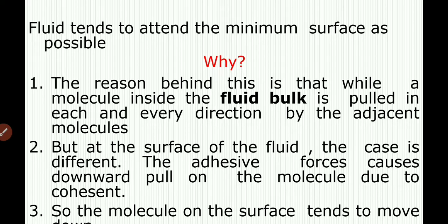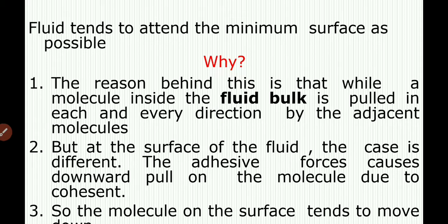Fluid tends to attain the minimum surface possible, as you all know. Why does it tend to the minimum surface? It is just because a molecule inside the fluid bulk is pulled by the adjacent molecules in every direction. But at the surface of the fluid, the case is different. The adhesive forces cause a downward pull on the molecule due to the cohesion. Here the word adhesive force comes. So there are two types of forces, that is the adhesive forces and the cohesive forces.